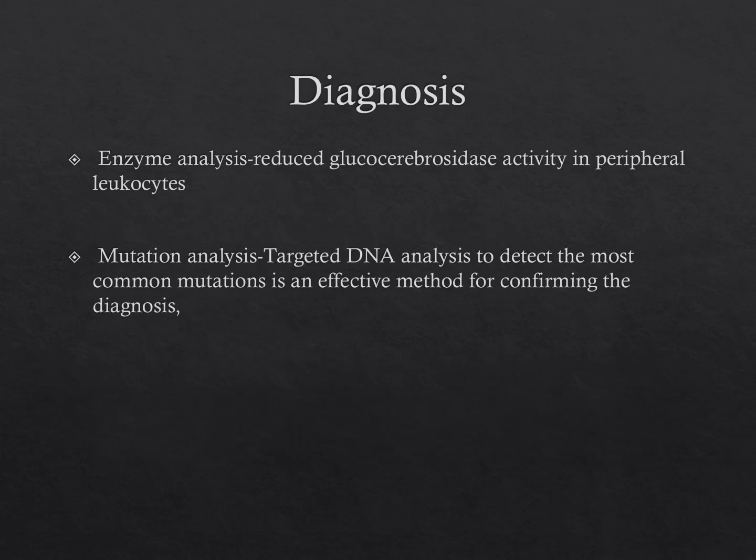When it comes to the diagnostic tests of choice, it would definitely be an enzyme analysis or a mutation analysis, where an enzyme analysis would show a reduced glucocerebrosidase activity in the peripheral leukocytes, while a mutation analysis, which involves a targeted DNA analysis, is one of the most favored diagnostic tests of choice when it comes to the diagnosis of Gaucher's disease.